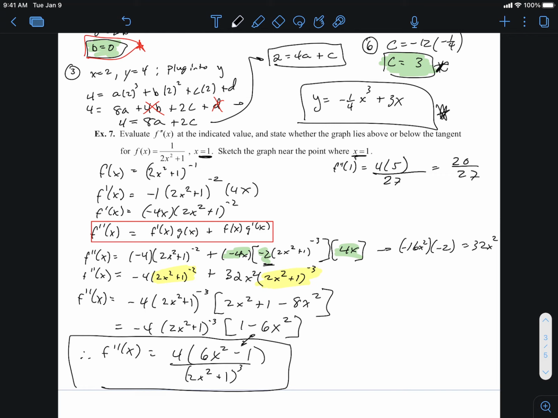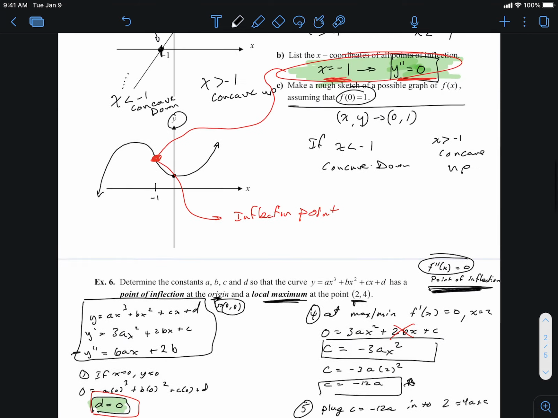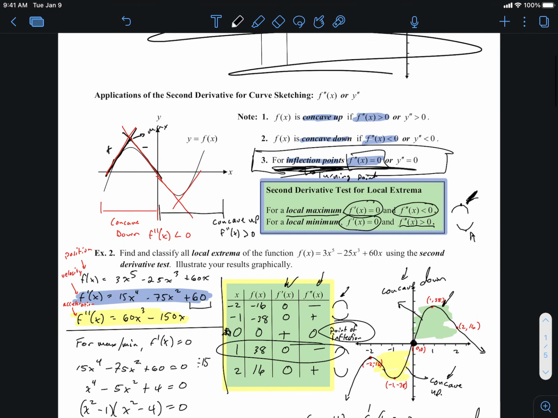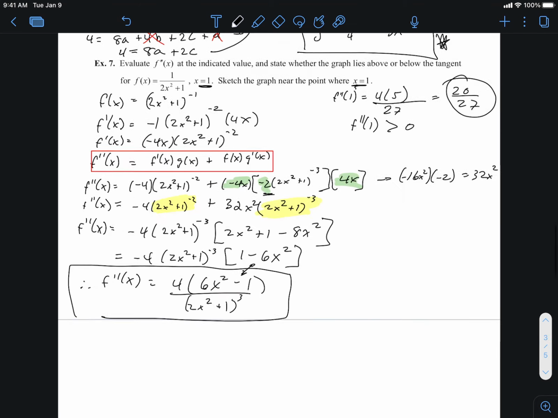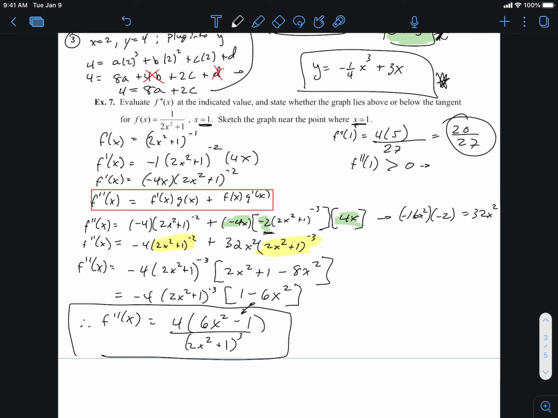Well, notice it didn't come out negative, right? It's telling us something. I don't really care about what the number is. I care about the fact that f double prime at 1 is greater than 0, right? Which tells me, if you recall, we'll go back up. If f double prime of x is greater than 0, we know it's concave up, right? So we know concave up. What's this mean relative to the wording of the question?